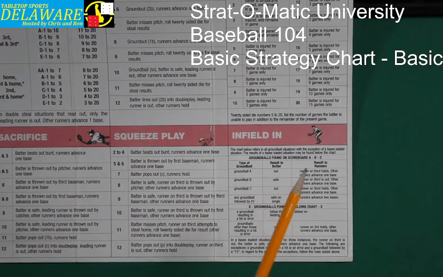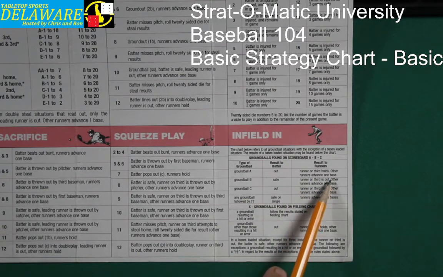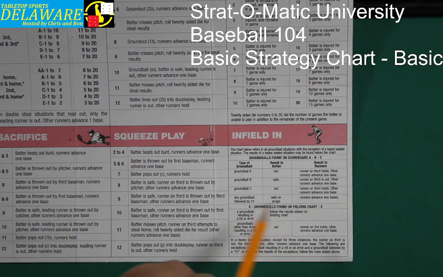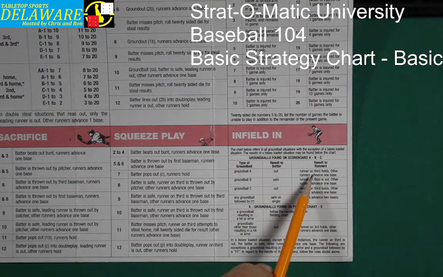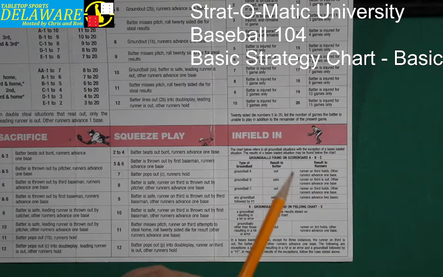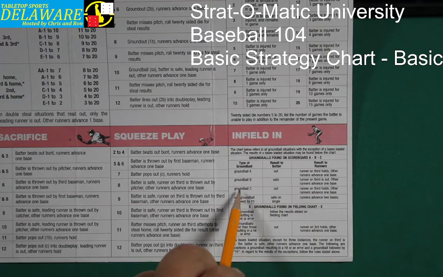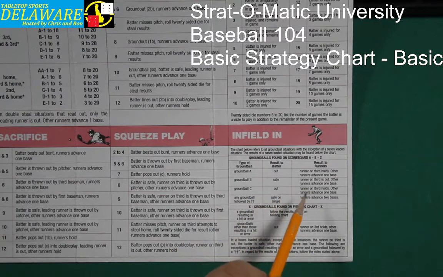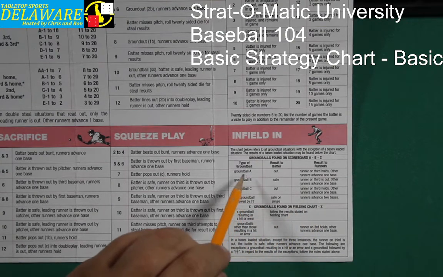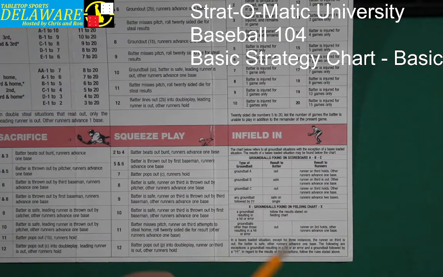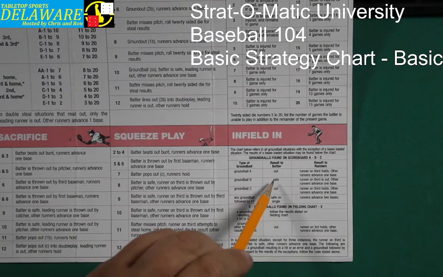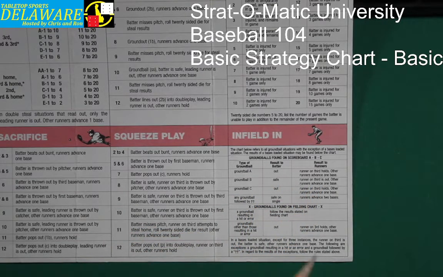If it's a ground ball A, the batter is out, runner on third holds, and other runners advance 1 base. This is not bases loaded. This is presuming there is an empty base. Bases loaded are down here. Ground ball B, the batter is safe. The runner on third is going home and he is out at home. Other runners advance a base. Ground ball C, batter is out, runner on third holds, other runners advance a base. So ground ball A and C, runner on third holds, batter's out. Ground ball B, runner on third is out, batter is safe.